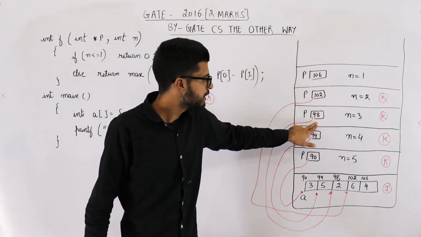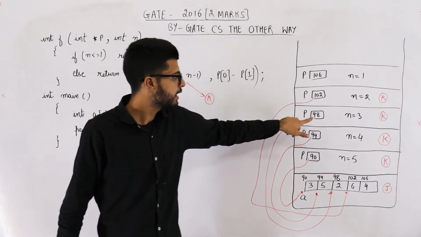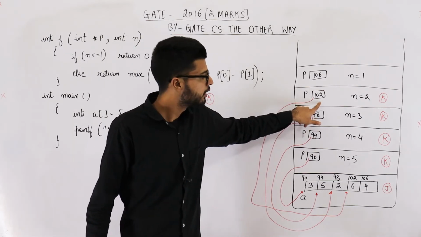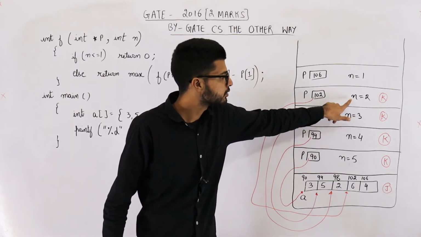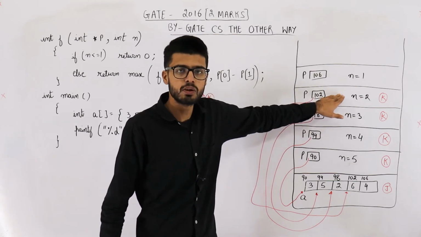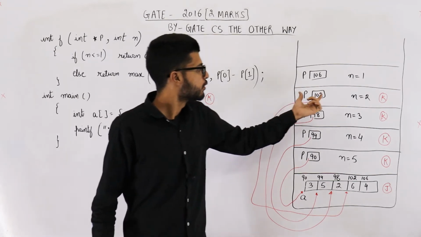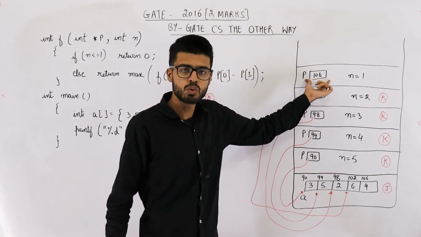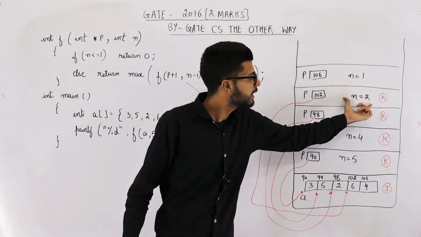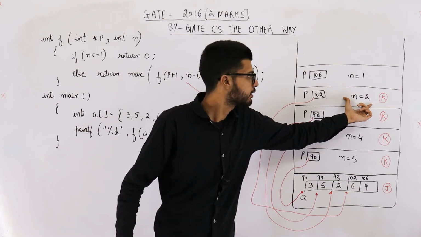We pass p plus 1. That means 98 plus 1, that is 102, and n minus 1, that is 2. Okay. In this function also, this is false and we call a new function with 102 plus 1, that is 106, and n is equal to 2 minus 1, that is 1.